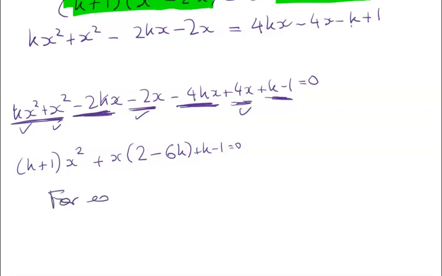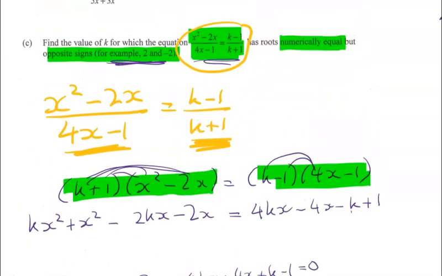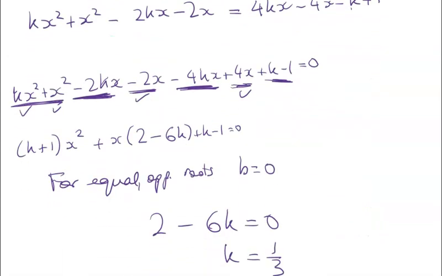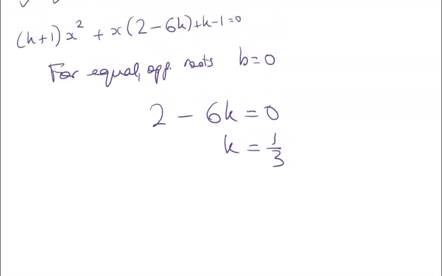So for equal and opposite roots, we must have b equals 0, which gives me a pretty simple equation to solve at the very end. We're going to get k is equal to 1/3. Now, the question didn't, I'm just having a look. That's as much as I think we have to do for this question. But I think we've got this far, it would be good to see how that actually works with our equation.